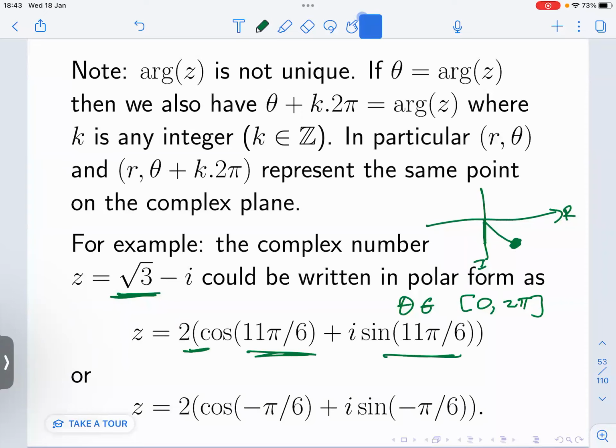Remember, this is the angle that our complex number makes with our positive real axis. So that is going to be theta in that case. We can also express this as 2 cos(minus pi over 6) plus i sin(minus pi over 6). Again, we have the same complex number, but in this case, the angle is here. So theta in this case is there. It's the angle that our complex number makes with the positive real axis. So this then goes back to what we were saying, that the argument is not unique. We're just simply expressing the same complex number, but it has a different value of an argument.